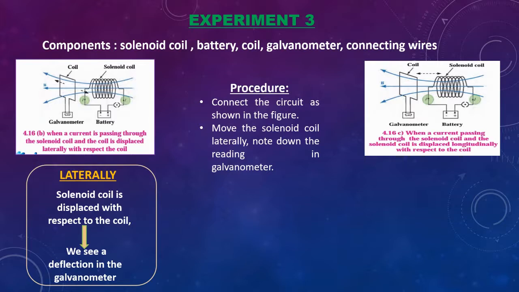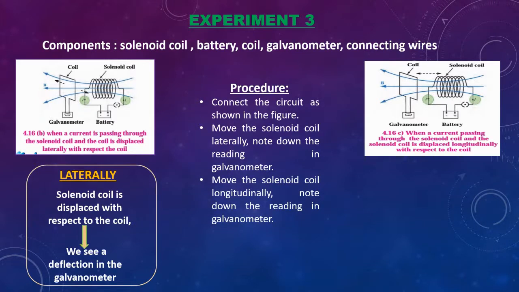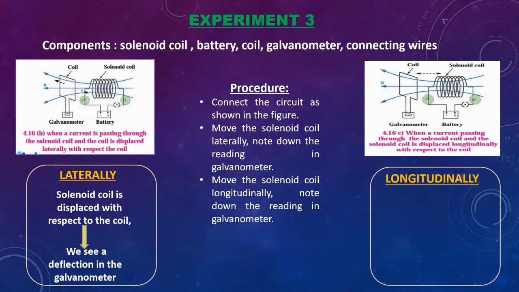We see a deflection in the galvanometer. When the solenoid coil is moved laterally, the pointer in the galvanometer deflects. Okay, so this happens when the solenoid coil is moved laterally. And the second case is we have to move the solenoid coil longitudinally and note down the reading in the galvanometer. So this is the circuit diagram where the solenoid coil is moved laterally, and this dotted line shows the movement of the solenoid coil.